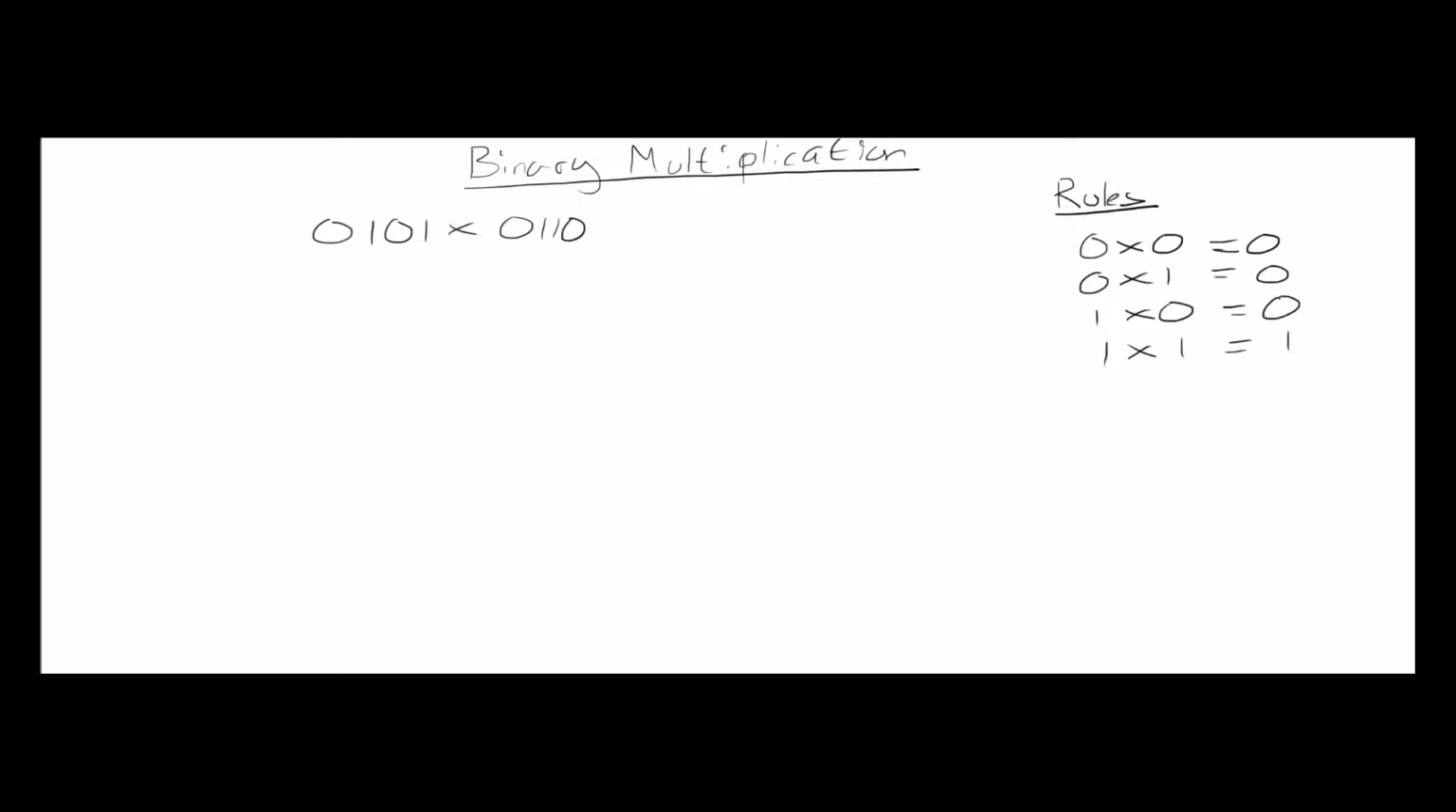So first of all, I'm going to write this out like a column multiplication. And then we multiply them in the same way that you would do a decimal column multiplication. So we start with this bit here and multiply it by this bit. And if we look at our rules, that's going to give us a 0. We then multiply this bit by the rest of the bits in the top bit pattern. So 0 times 0 is 0. 0 times 1 is 0. And 0 times 0 is 0.